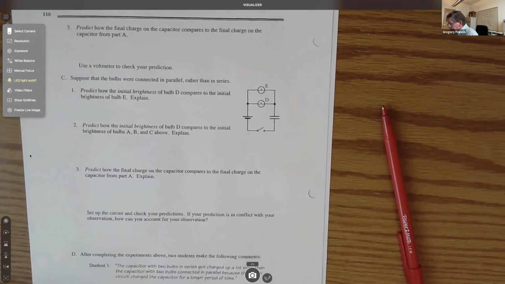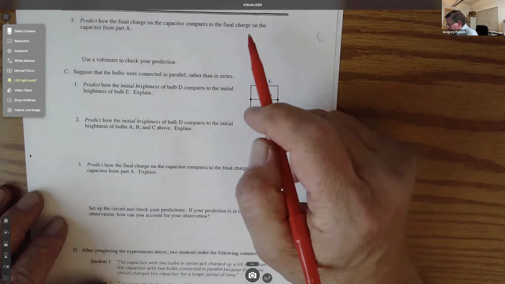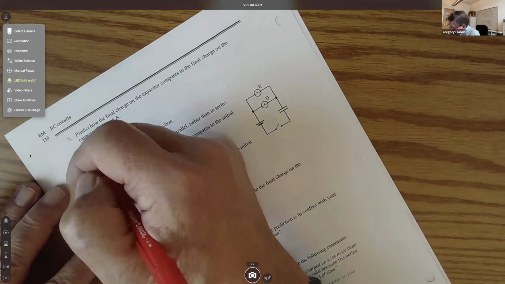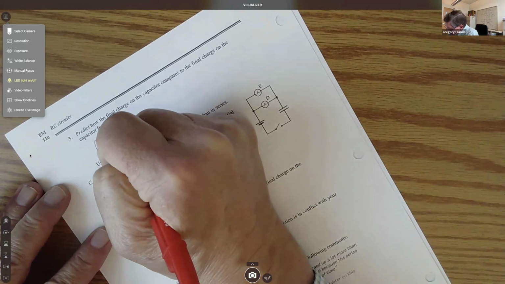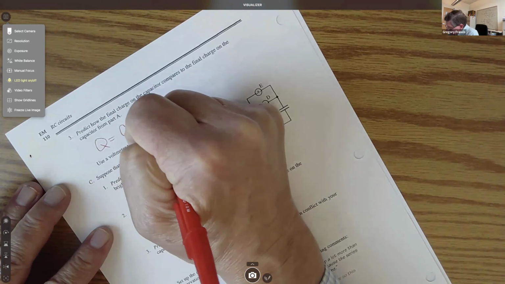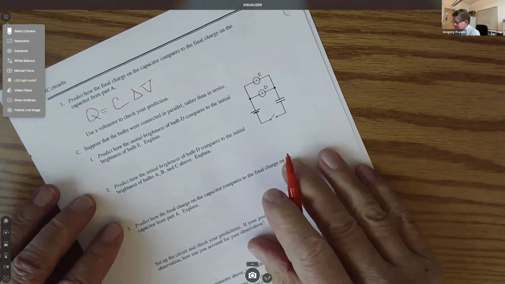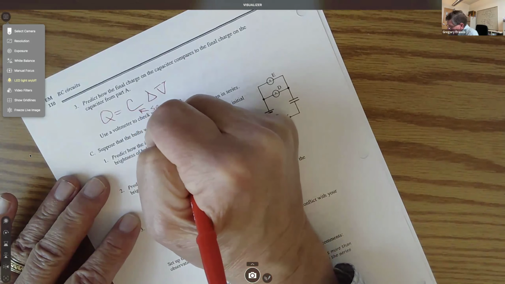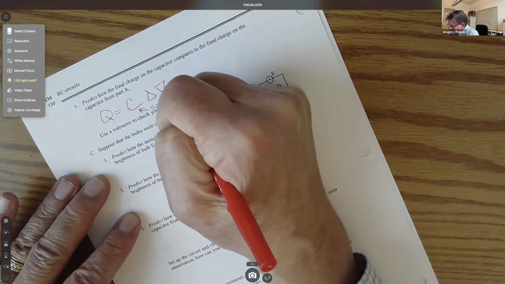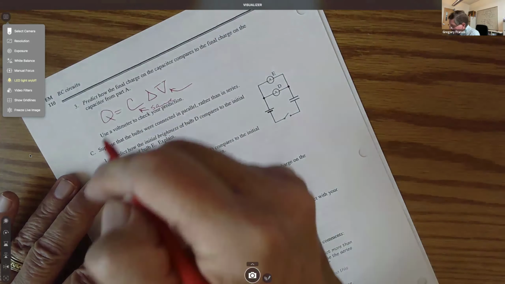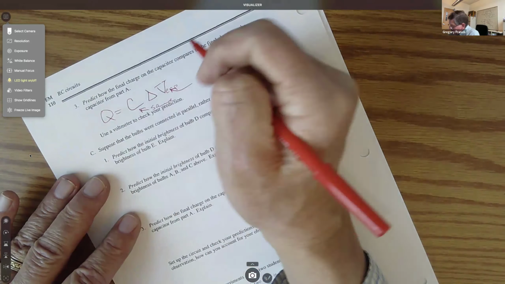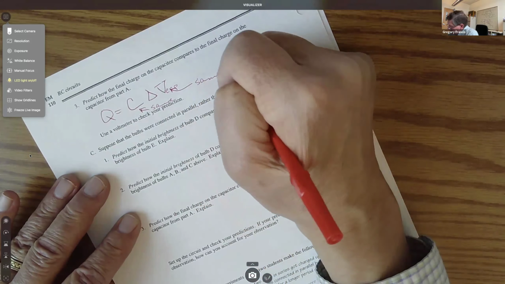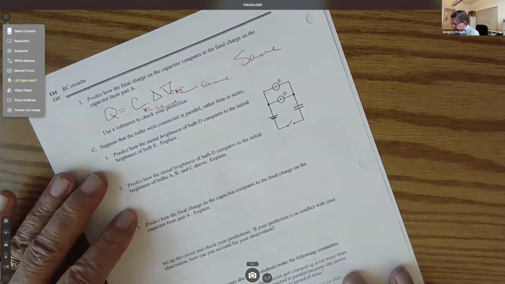Predict how the final charge on the capacitor compares to the final charge on the capacitor from part A. Well, the charge is equal to the capacitance times the voltage. It's the same capacitor with the same capacitance. And we found that in both cases, the capacitor ended up with 3 volts. And so that was the same, and so it's going to be the same.